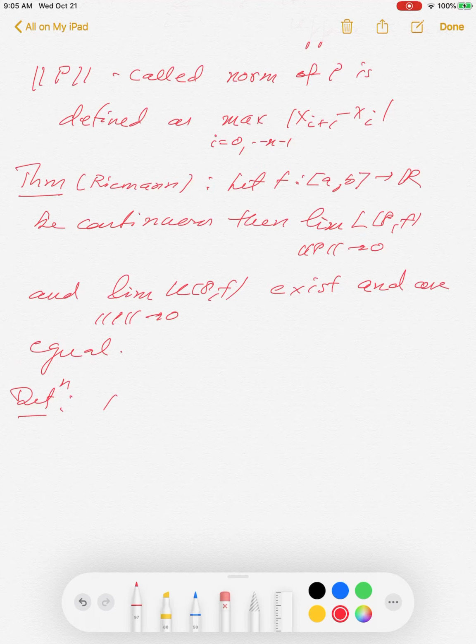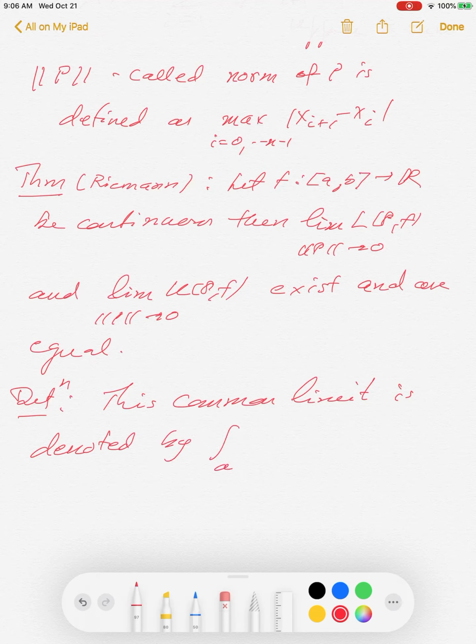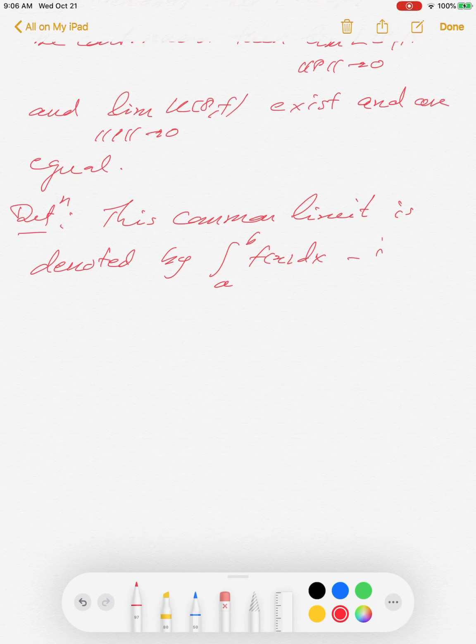And then the definition: this common limit is denoted by the integral from a to b of f(x) dx, and it represents the area under the curve. So it gives the area. I will use this phrase, area under the curve. That means the area under the function y equal to f(x), the graph of this function, on the top, the x-axis on the bottom, and the vertical lines x equal to a and x equal to b on the side. So that's called the area under the curve.